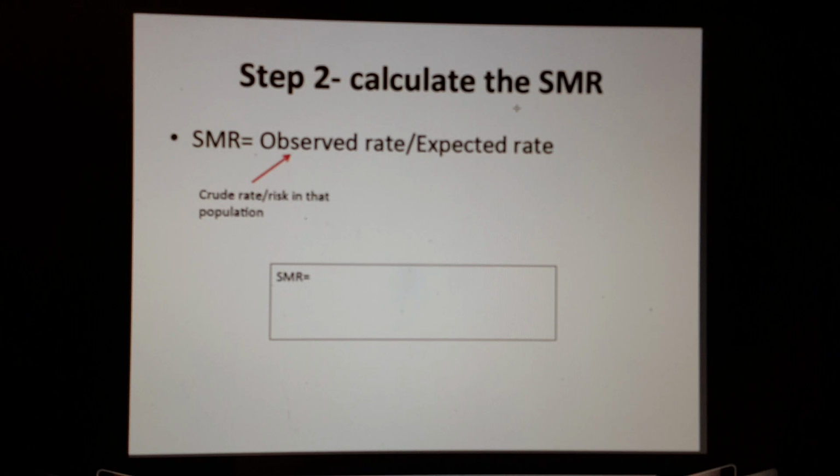So now we need to calculate the standardized mortality ratio. All that is your observed rate, so this is the crude rate or risk in that population, divided by the expected rate. Okay? To calculate your crude rate, this is the total number of events in your population, so deaths, disease, whatever, divided by your total population.